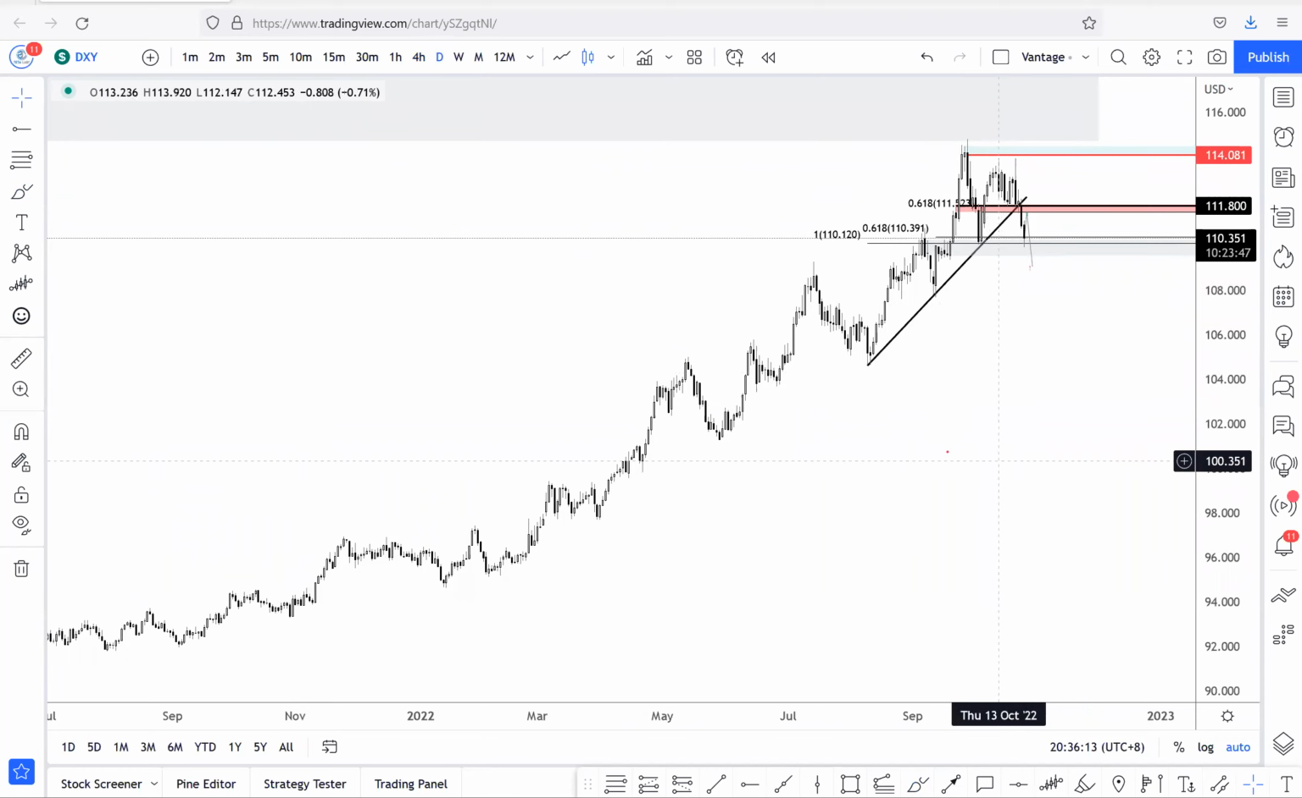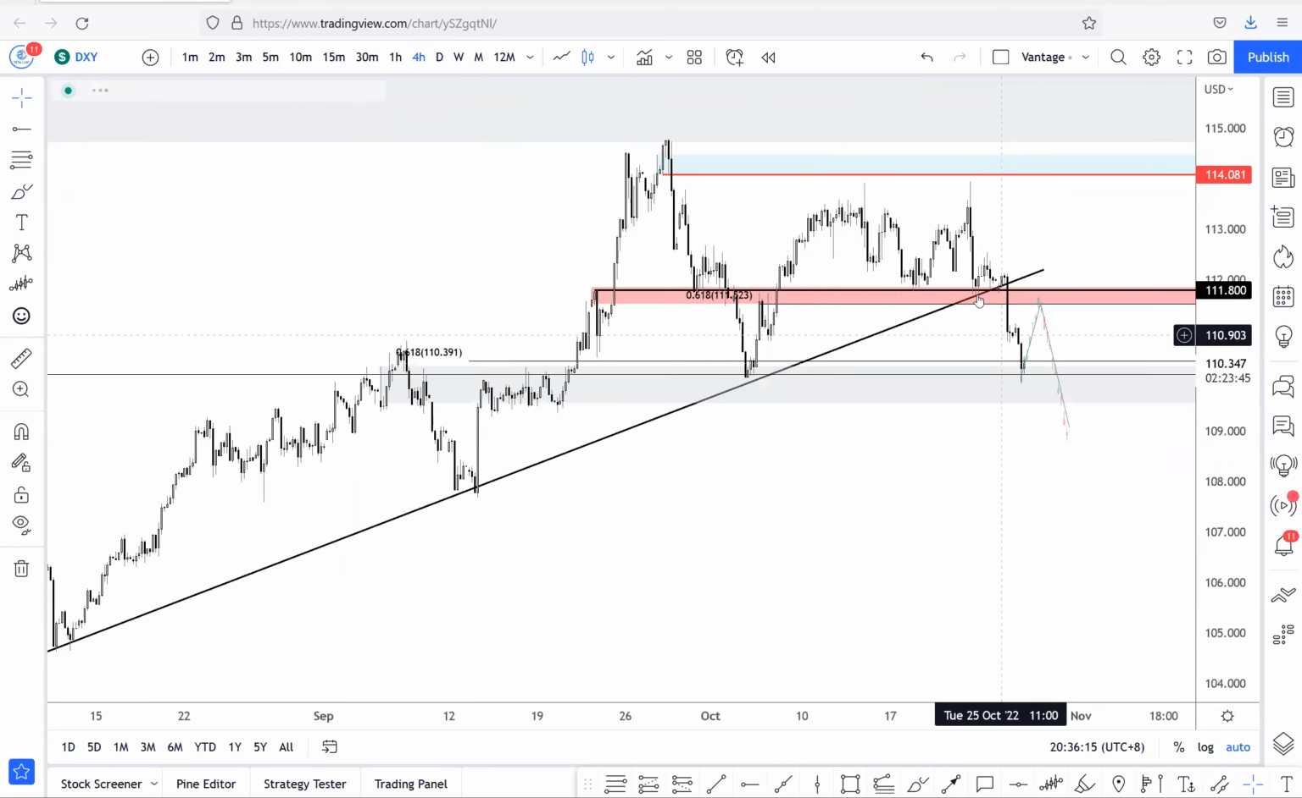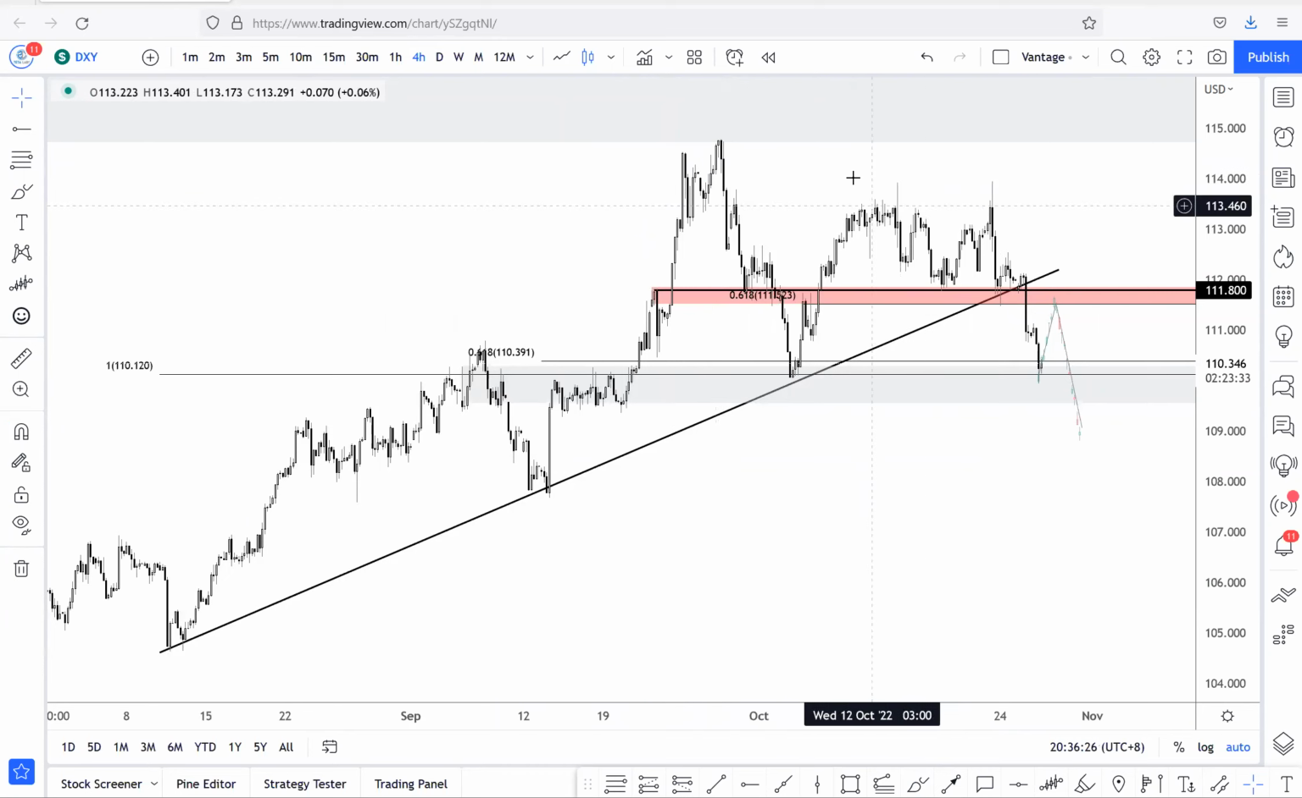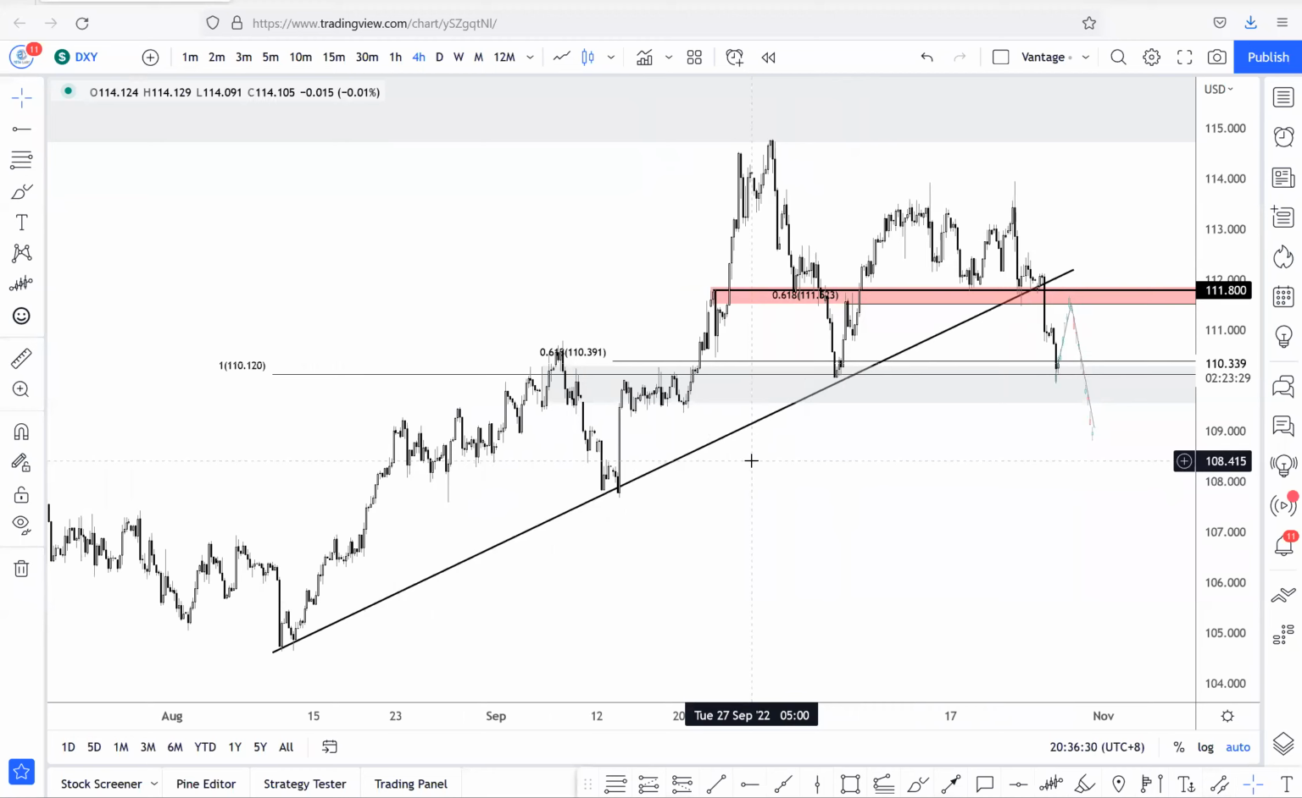So this is my view on dollar index. The shorter term resistance would be around this area here, this resistance at 111.80. Let me remove this resistance because price did not revisit this region, it just continued on the downside after. So this is my view on dollar index. I hope that answers your question further.